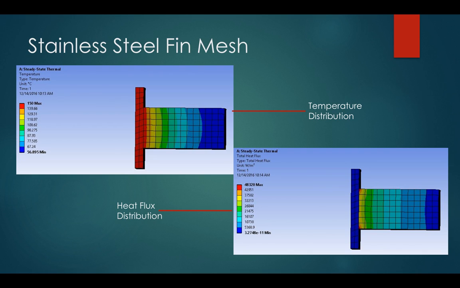Lastly, on this slide you can see the stainless steel fin mesh. On the left there's a temperature distribution of 56.895 degrees Celsius, and on the right is the heat flux distribution.